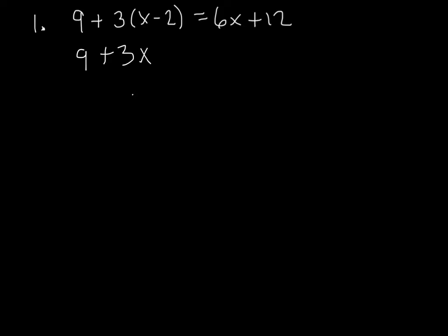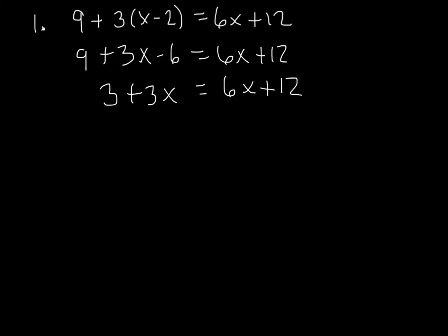So I'm going to distribute that 3 to both terms on the left-hand side. So I did 3 times x and 3 times -2, making it -6. But I'm still not simplified on the left-hand side because I have 2 constants. I've got the 9 and the -6. So 9 minus 6 is 3. So 3 plus 3x now equals 6x plus 12.